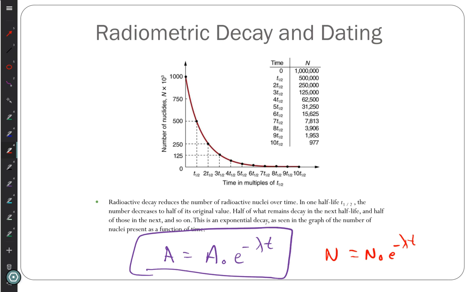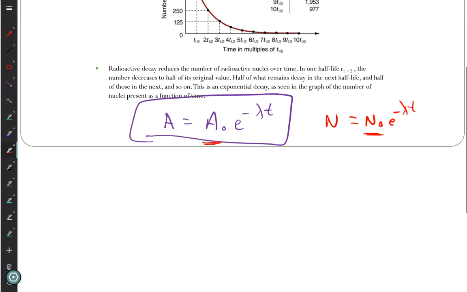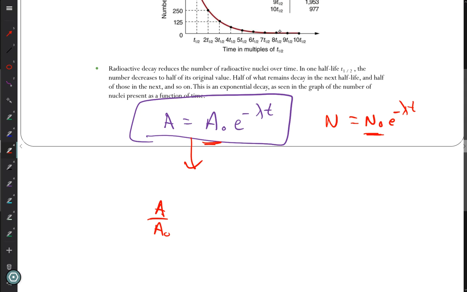What it says is, if I know how much I started with, either the activity or the number of radioactive nuclei, and I measure how many I have now, then I can just take how those numbers have changed and calculate the time, right? Let's just take this one. Dividing both sides by A0, A over A0 equals e to the minus lambda t.